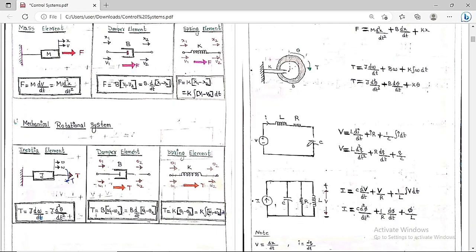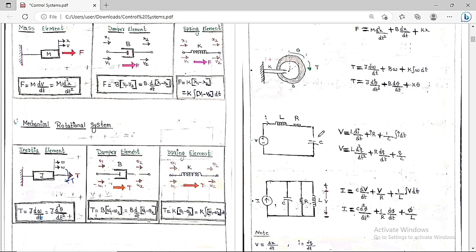Now let's go to the series RLC circuit, meaning inductor, resistor, capacitor. Here we apply a voltage source of V and the current is I. So what is the overall voltage? The overall voltage is the voltage drop across these three elements, which is supply voltage V is equal to the voltage drop across the inductor plus the voltage drop across the resistor plus the voltage drop across the capacitor. So V is equal to the voltage drop across the inductor, L into di by dt, plus the voltage drop across the resistor, I into R, plus the voltage drop across the capacitor.